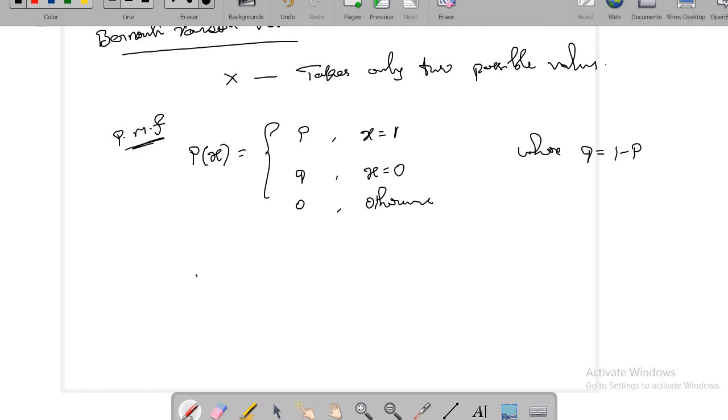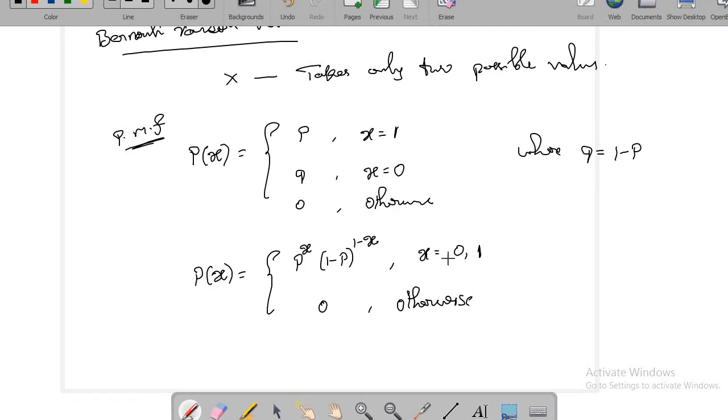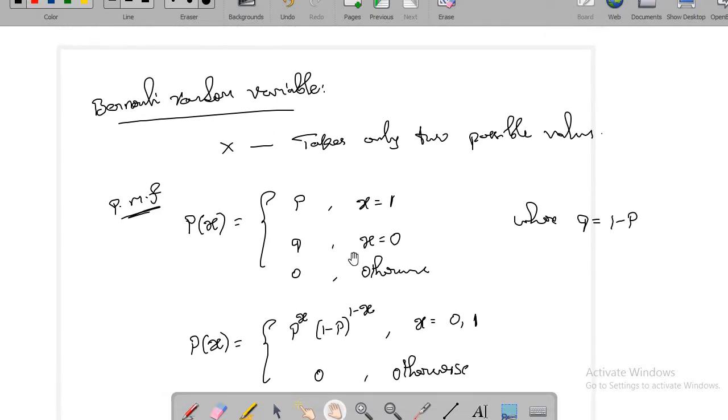You can write it in this way as well. P of x is P to the power x into 1 minus P whole power 1 minus x, for x equal to 0, 1, and it is 0 otherwise. You see, when you plug in 0, you get 1 minus P. When you plug in 1, you get P. The same function we have expressed in this way. So this is the probability mass function of a Bernoulli random variable.